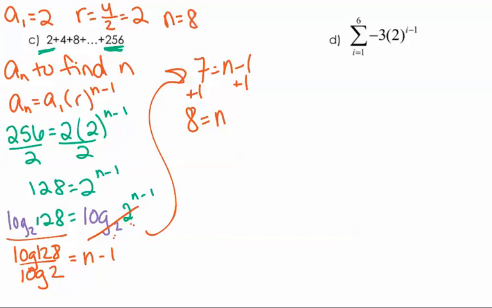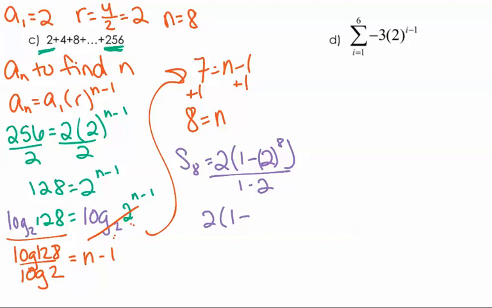So now that we have everything that we need to find our sum, we can go ahead and plug it into our sum formula. So S sub 8 equals A1, which is 2, times 1 minus r, which is also 2, to the 8th power, that's the n that we just found, divided by 1 minus 2. So go ahead and type that in your calculator. 2 to the 8th is going to be 256. So 1 minus 256 is 2 times negative 255 all over negative 1. And that's going to give us 510.